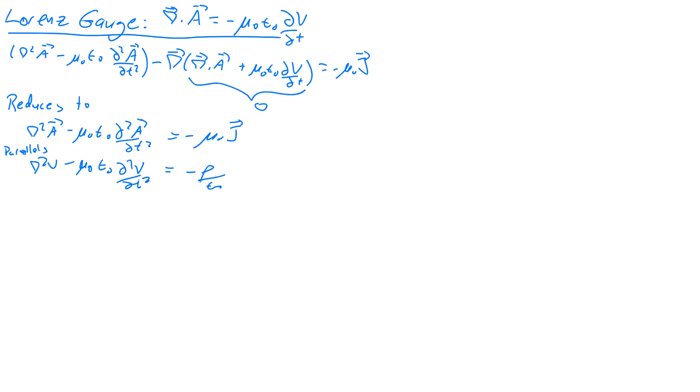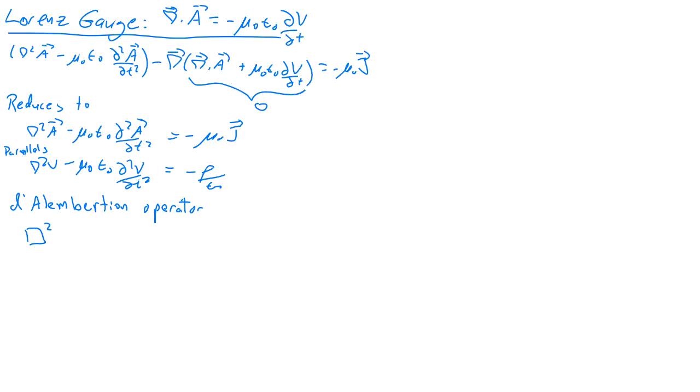In fact, we're basically doing the same thing to the two different potentials. We're taking a Laplacian minus mu naught epsilon naught times a second derivative. Remember, the Laplacian was the second derivative with respect to x plus second derivative with respect to y plus second derivative with respect to z. So here we've got all three, minus mu naught epsilon naught times the second derivative with respect to t. So let's just define a new operator, the D'Alembertian. Instead of our upside down triangle, let's make it a square.